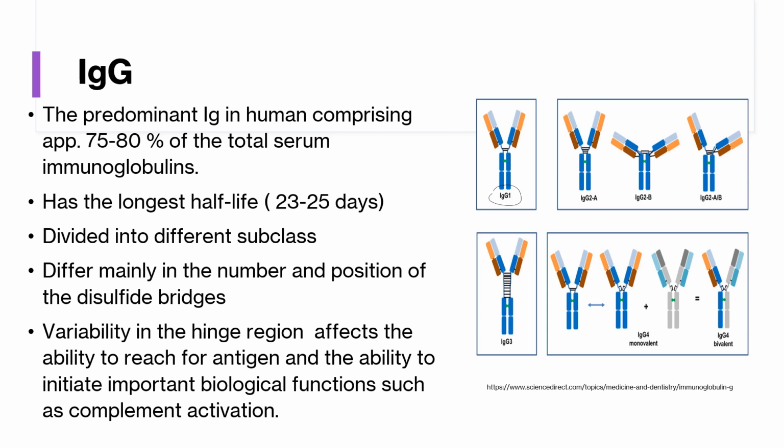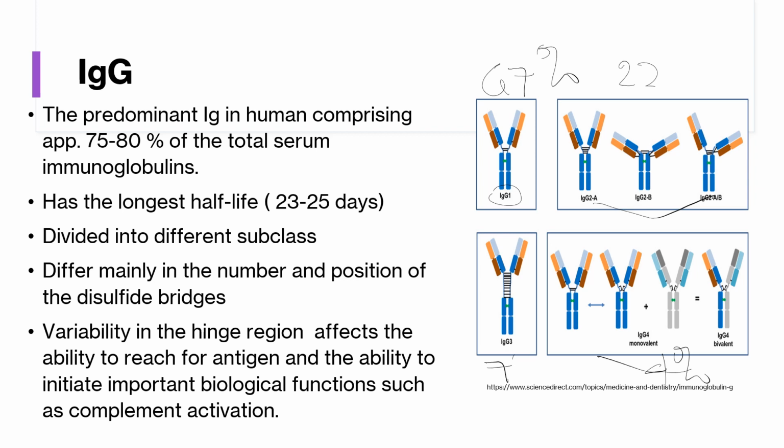So IgG1 accounts for 67%, and your IgG2 accounts for 22%, while the IgG3 accounts for only 7%, and IgG4 accounts for 4%. Now, these subclasses differ mainly in the number and position of the disulfide bridges between the gamma chains. Variability in the hinge region also affects the ability to reach for antigen and complement activation.